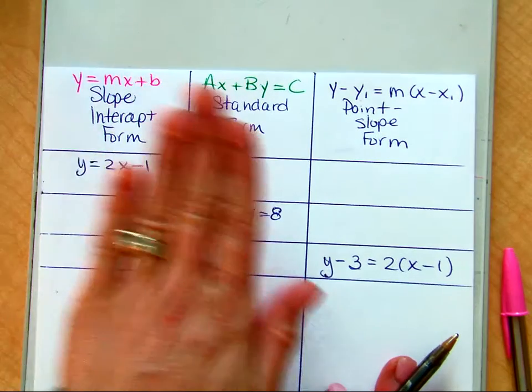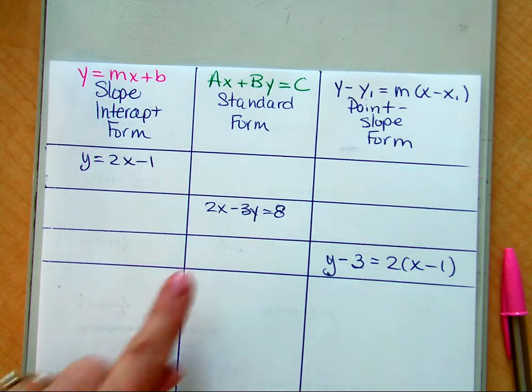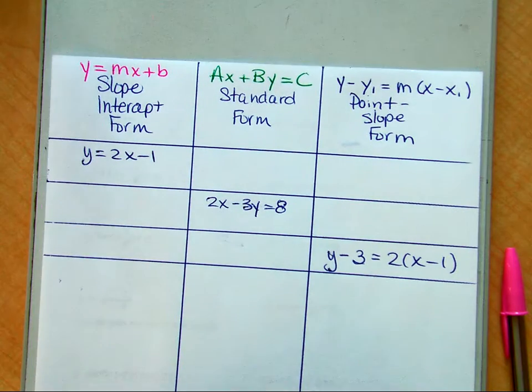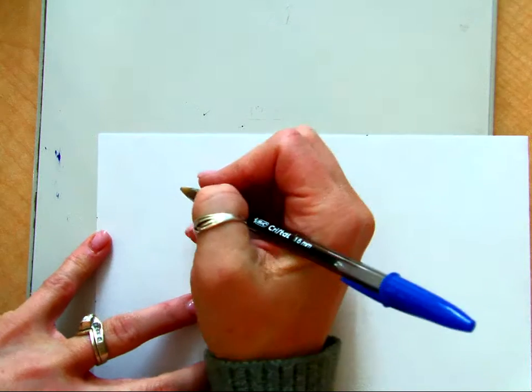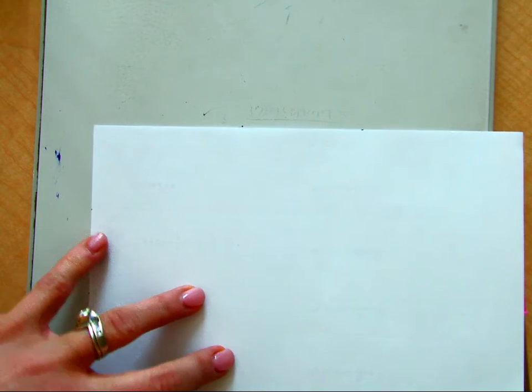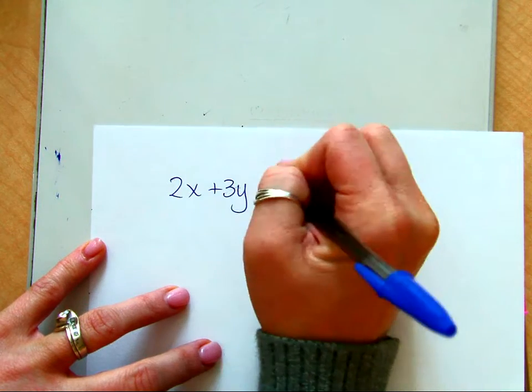We're going to just go back and forth between these two today. And you already know how to do one of the ways, okay? So I'm going to set this aside because I'm going to come back to it. So let's take a look at this equation right here. Let me see which one I want to do first. Okay. 2x plus 3y equals 6.